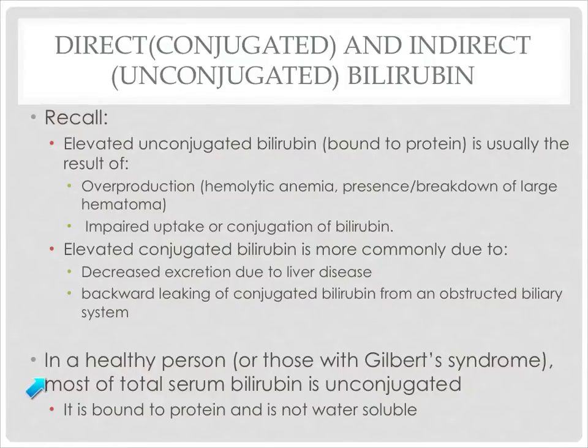This bottom point down here: in a healthy person or those with Gilbert syndrome, when you order the total bilirubin, most of that is going to be unconjugated. So when you're looking at that number, you have to think in your head that most of that is coming from unconjugated bilirubin. Okay, and that means it's bound to protein and it's not water soluble.